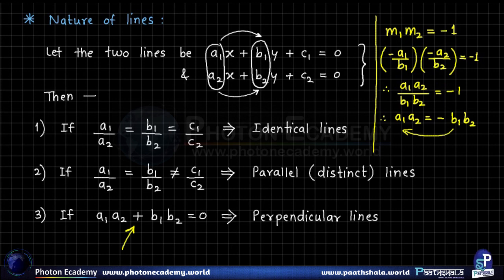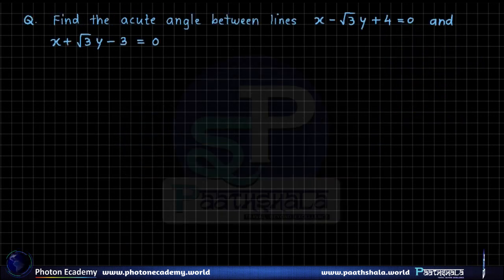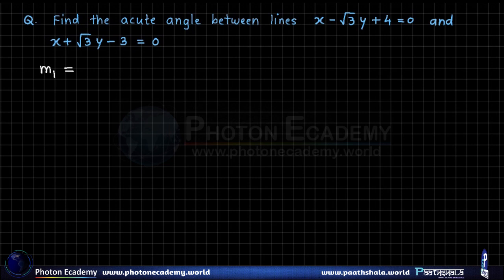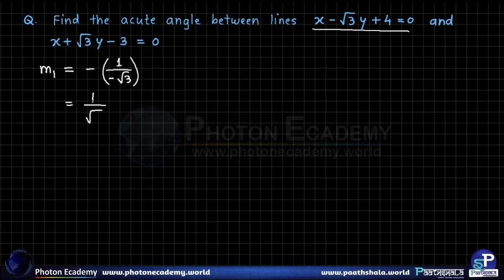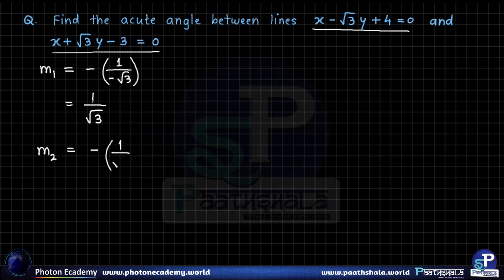Let's go ahead and solve a simple example based on the formula for the angle between two lines. Here we have to find the acute angle between the lines whose equations are given, right? So let us start off. First of all, if you calculate the slope of the first line, that is minus of 1 upon minus root 3, that gives us 1 upon root 3, and the slope of the second line m2 is minus of 1 upon root 3.